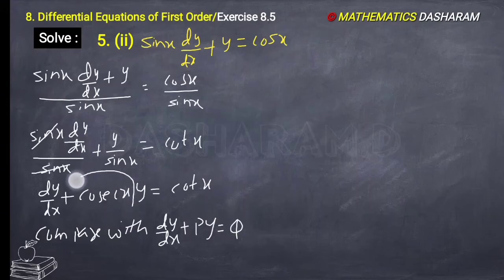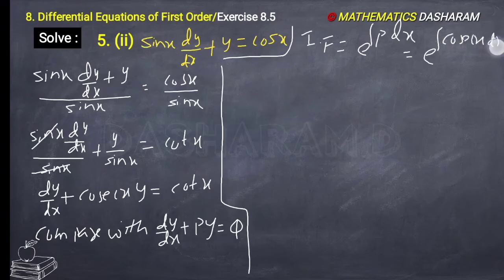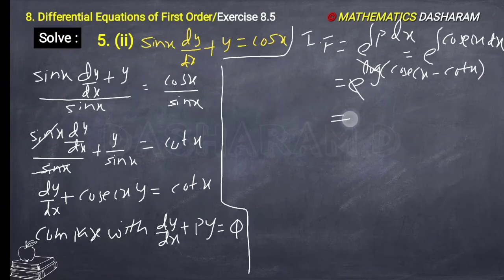So here p value is cosec x and q value is cot x. So then integrating factor equals e to the power of integration p dx. So it is equals to e to the power of integration, the p value is cosec x dx. So it is equals to e to the power of log cosec x minus cot x. So then e and log cancel, then the integrating factor is cosec x minus cot x.